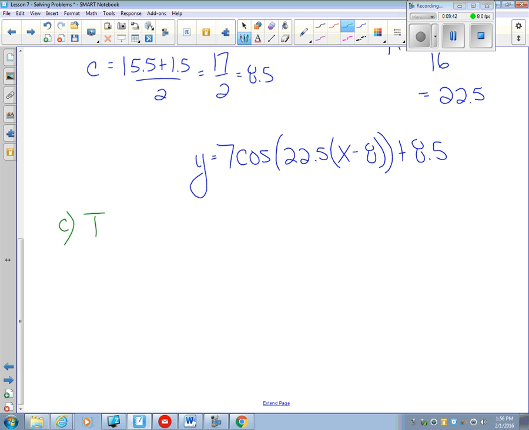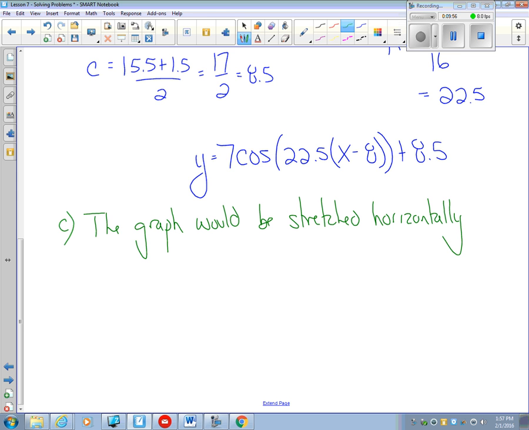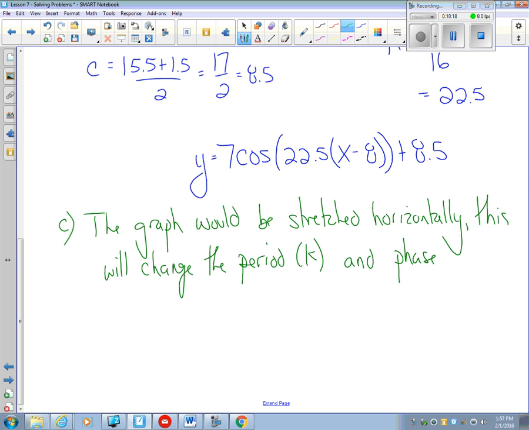So the graph would get stretched horizontally. If I start stretching things horizontally, okay, this will change two things actually. It'll change the period. So in the equation, that would be your k value. And because being stretched, the points are going to move slightly to the left and right. So it's going to change our phase shift, which would be the d.